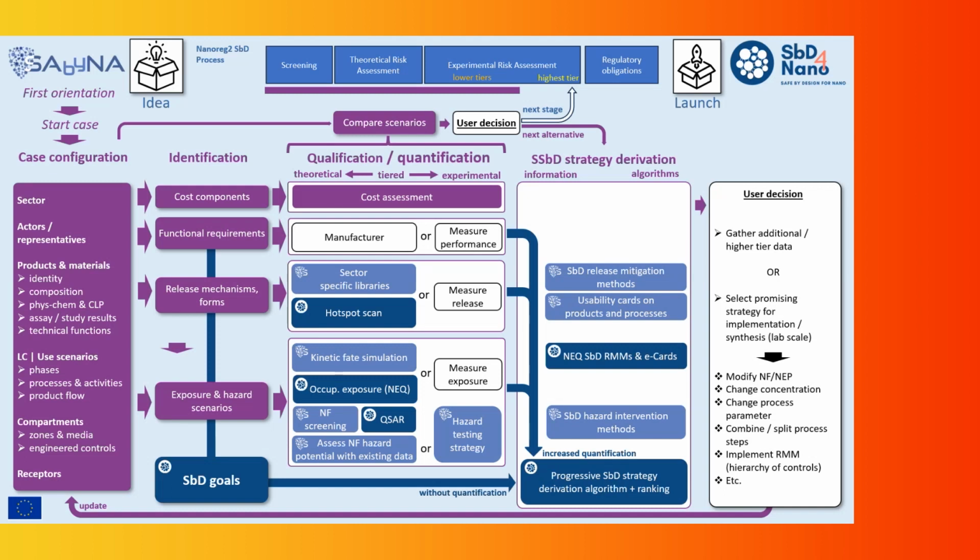More from the hazard perspective, if you are very early in your screening, and Neil already introduced this a bit this morning, then you have the Sabina screening module, which can already very early in your design indicate if there are certain concerns you already know immediately based on CLP labeling or other rules which are more commonly used here. But you can also, perhaps a bit later in the design, use some of the QSAR models provided by SBD for Nano.